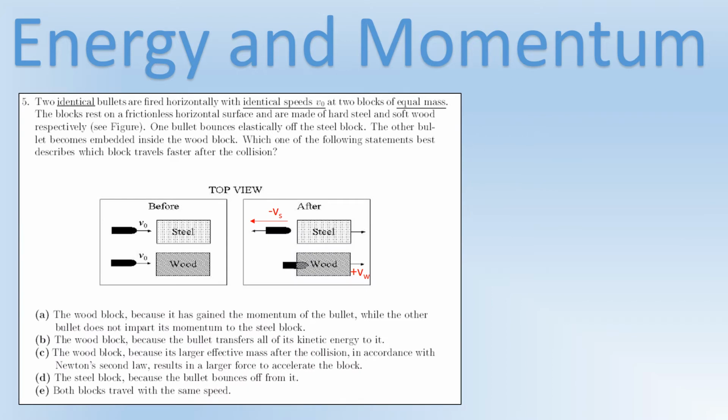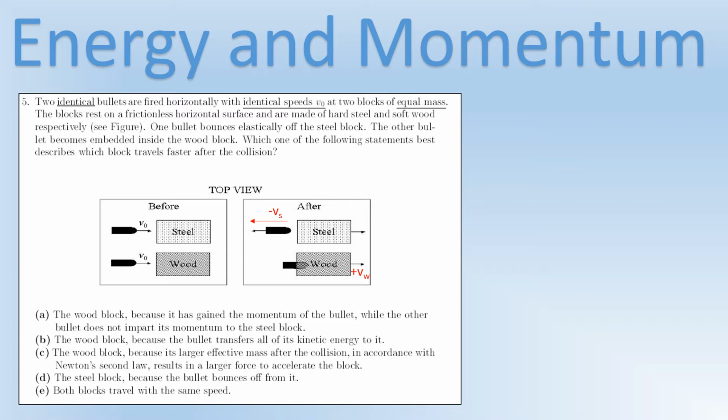All right. So we've got two identical bullets fired horizontally at the same speed, but one of the blocks it's fired at is steel, one of the blocks is wood, but they have the same mass. The blocks rest on a frictionless horizontal surface, and the bullet is going to bounce off the steel, and the bullet is going to get embedded in the wood. Which of the following statements best describes which block travels faster after the collision? So pause it, select your statement, and then we'll take a look.